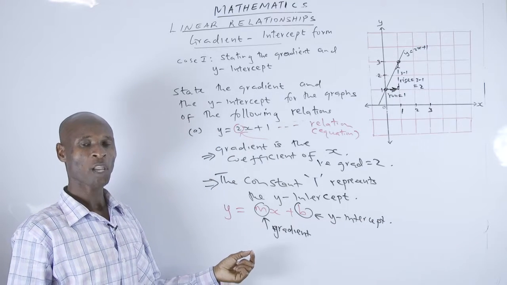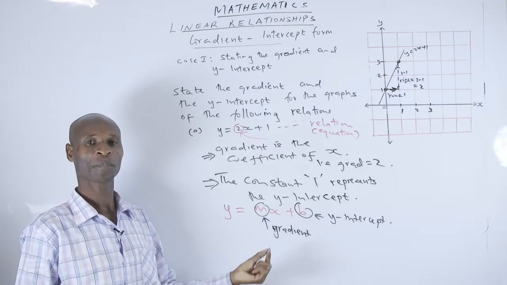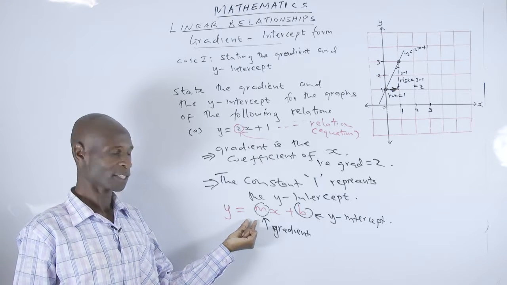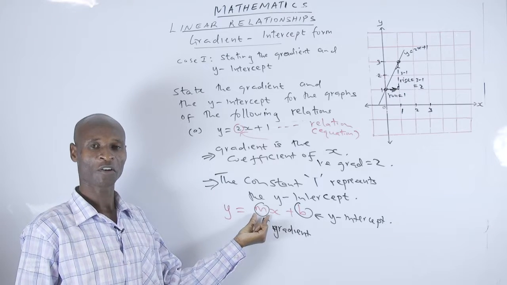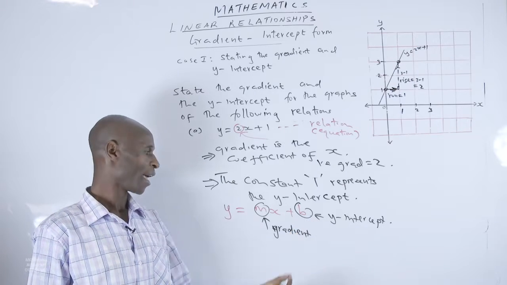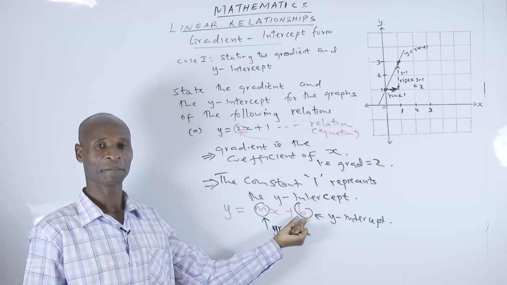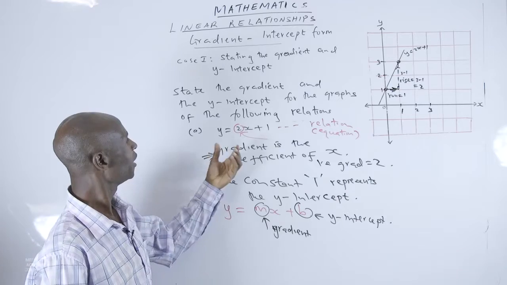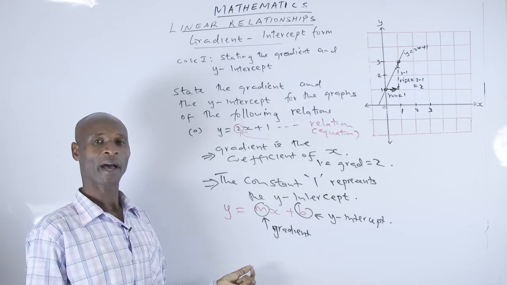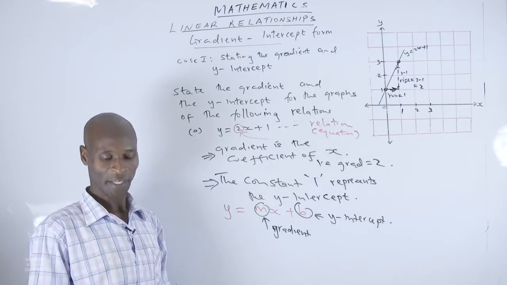So when we express all our linear equations in the form y is equal to mx plus b, we can read the gradient of that line by just reading off the coefficient of x. We can also identify the y-intercept by reading off the value of the constant b. So let us look at an illustration which can help us read off the gradient and the y-intercept without necessarily drawing the straight line graph.